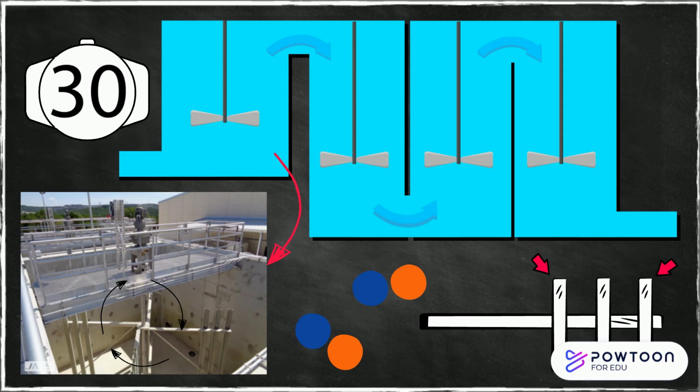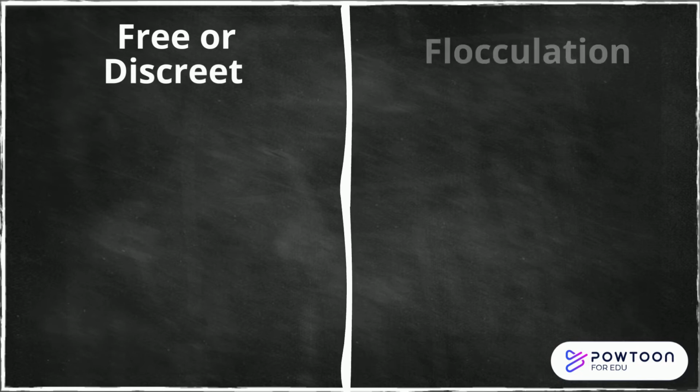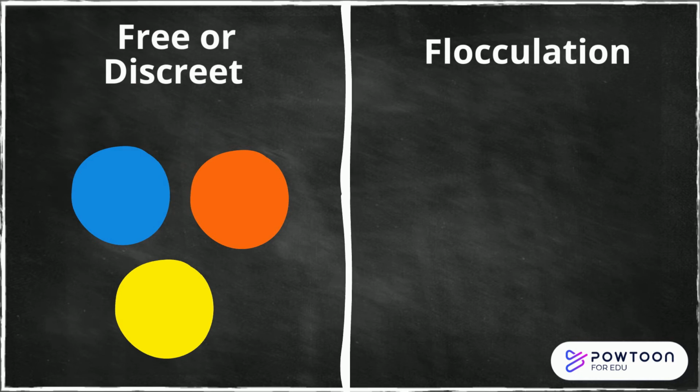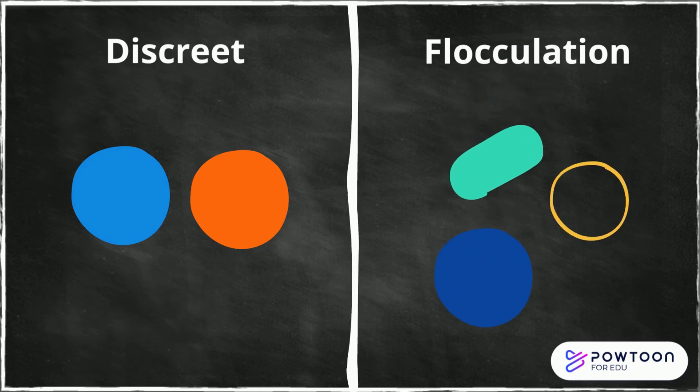After about 30 minutes in the flocculation tank, next comes the settling tank, which is also called sedimentation. There are 2 types of settling: free, also called discrete settling, and flocculant settling. In free or discrete settling, the particles stay the same size, shape, and density. Particles settle individually, with no interaction between them. In flocculant settling, as the particles settle, their size, shape, density, and settling velocity change over time.